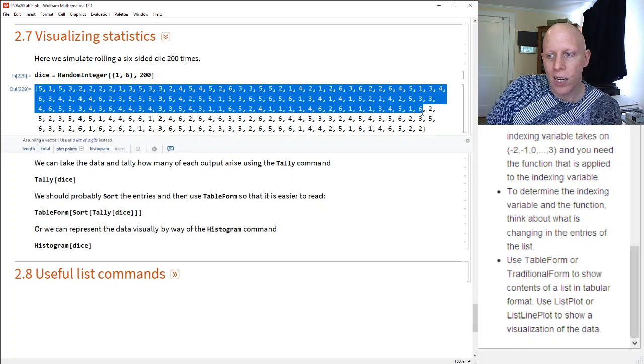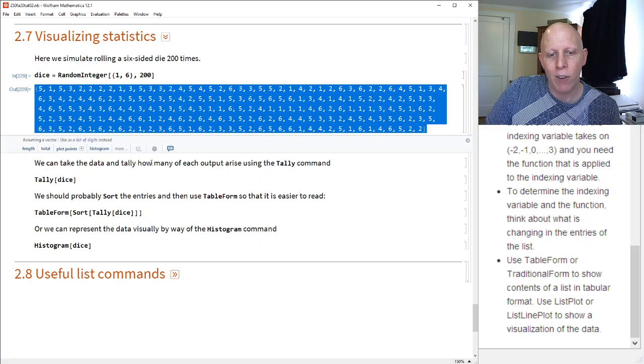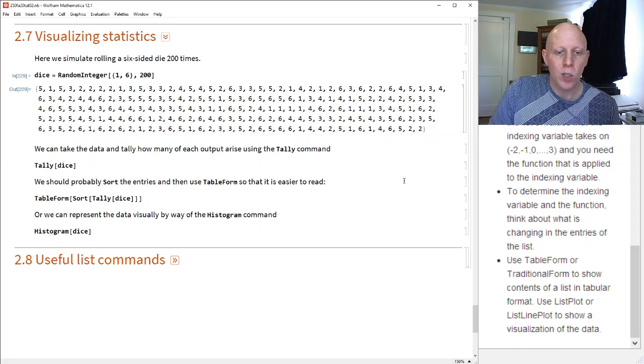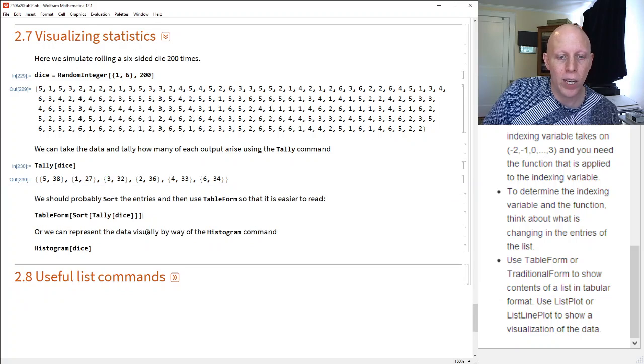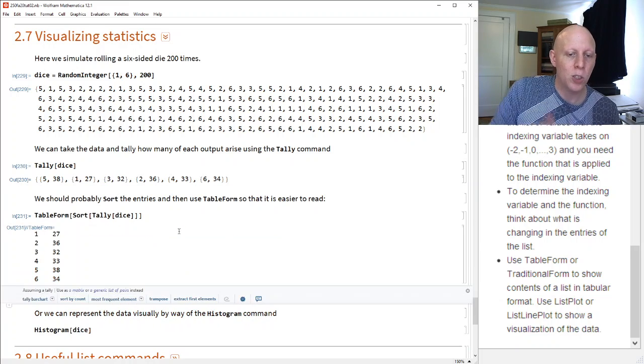So if we're rolling this die 200 times, we might want to guess, hey wait, how many times did each number appear? So we can use the tally command, and what tally does is it counts up how many of each of these things appears. So in this list apparently there's 38 5s, there's 27 1s, there's 32 3s, etc. It's a little hard to see, so we can use table form, but maybe we should sort it first. So 1 comes first, 2, 3, 4, and we see that the least number of 1s happened and the most number of 5s happened.